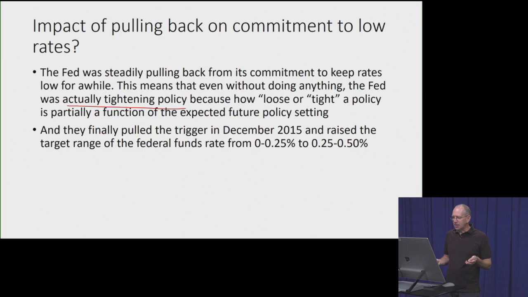And so what they finally did is in December 2015, they referred to what's called liftoff, and they raised the target range of the federal funds rate from 0 to 1/4% to 0.25 to 0.5%.